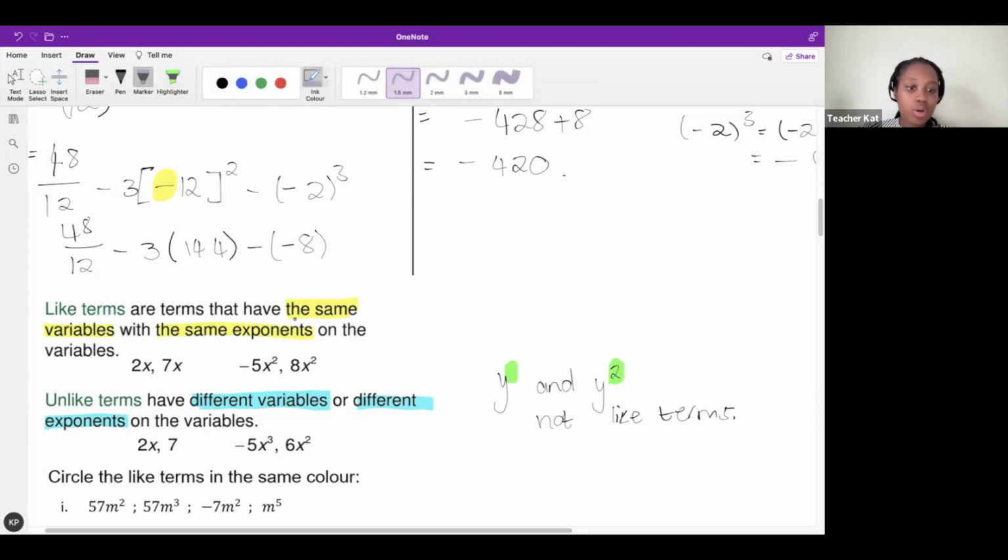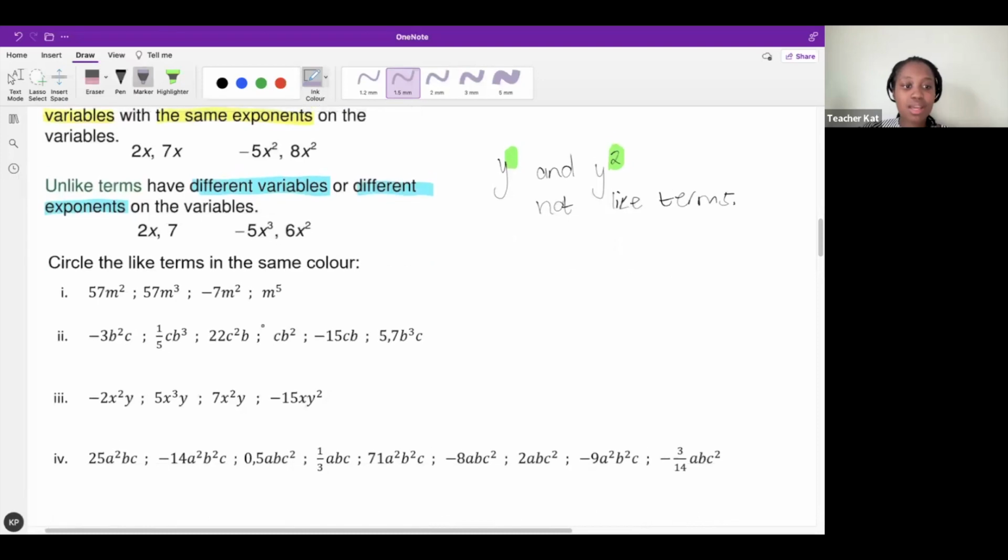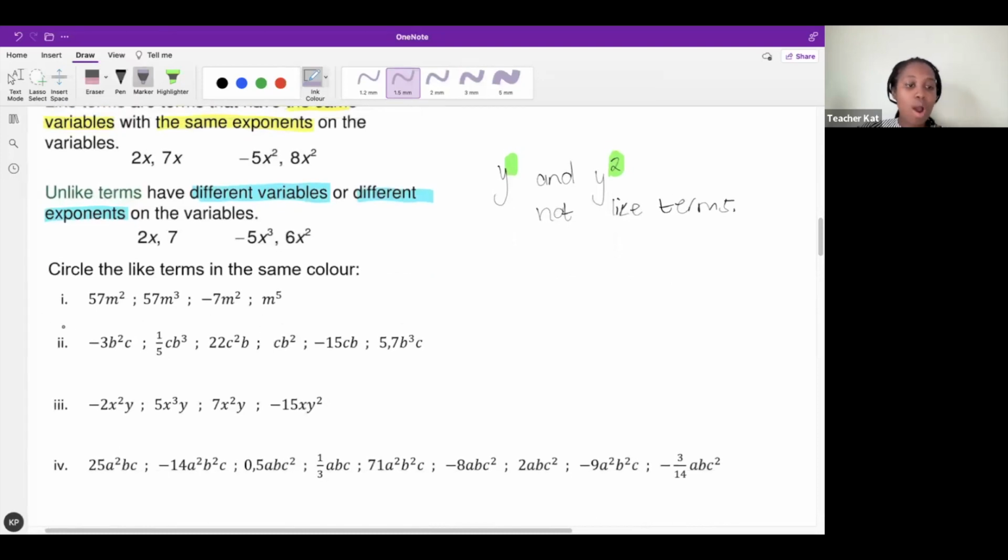Okay, now let's get to work and identify like terms in the same color. Let's look at 1. 1 has 57m squared, 57m cubed, negative 7m squared, and m to the power of 5. Which ones are like terms? To make this easier, you can either say number 1 and 5, or number 1 and 3, or number 1 and 2, so that you don't have to type out 5m squared or 5m. So out of number 1, 2, 3, and 4, which ones are like terms?